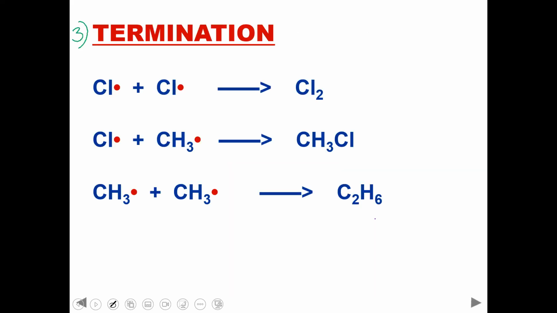Now, how does this process stop? When two free radicals bump into each other. So right now, number 3, termination. Look at 3 examples of termination. What is termination? When two free radicals hit each other, they form a neutral molecule. The free radical is not there, so the reaction stops. This is called termination. You have to copy this. Yeah, okay, done.